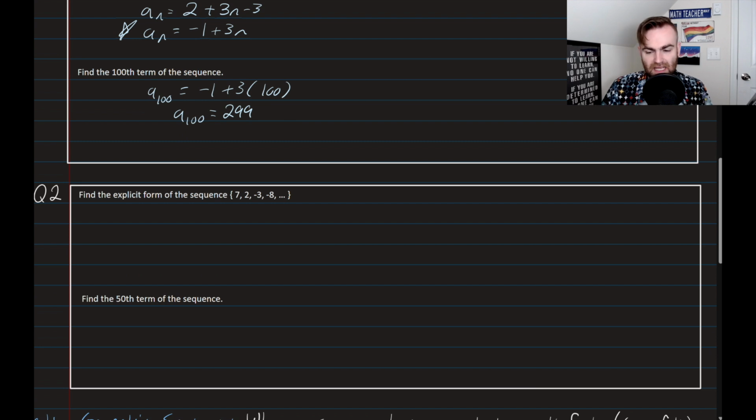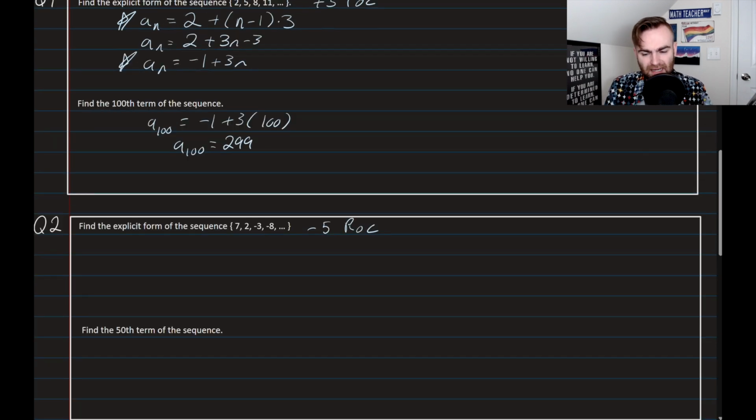Now we're going to do the same kind of thing again. We go from 7 to 2, 2 to negative 3, to negative 8, and so on and so forth forever. It looks to me like 7 to 2 is minus 5, 2 to negative 3 is minus 5, negative 3 to negative 8 is minus 5. It seems like negative 5 is our rate of change. So we can do what I did before. A sub n is equal to 7 plus n minus 1 times negative 5.